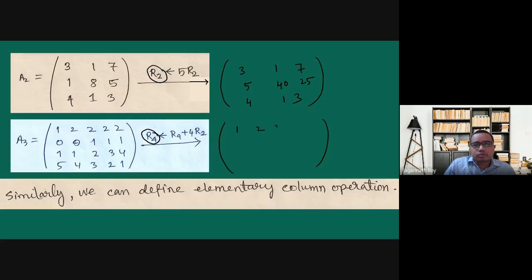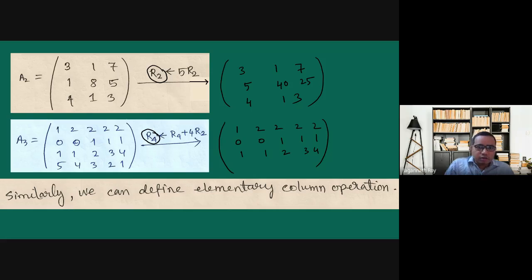1, 0, 0, 1, 1, 1. So we are not touching the others. Okay. 1, 1, 2, 3, 4.